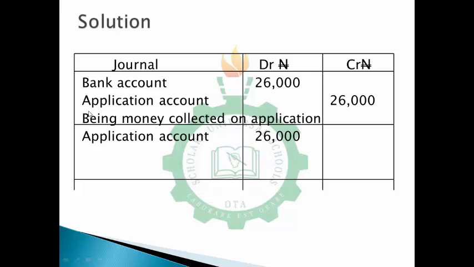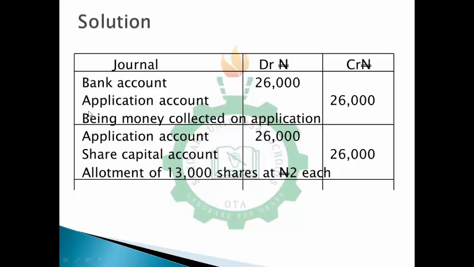an allotment. Application account should be debited because you are giving applicants, I mean people that have applied, you're giving them shares. So when you are giving, they are receiving. The applicants are receiving. So you debit the receiver and you credit the giver. So debit application account of 26,000 naira, then credit ordinary share capital account of 26,000 naira. Then this should be narrated as allotment of 13,000 shares at 2 naira each. So we understand this so well.